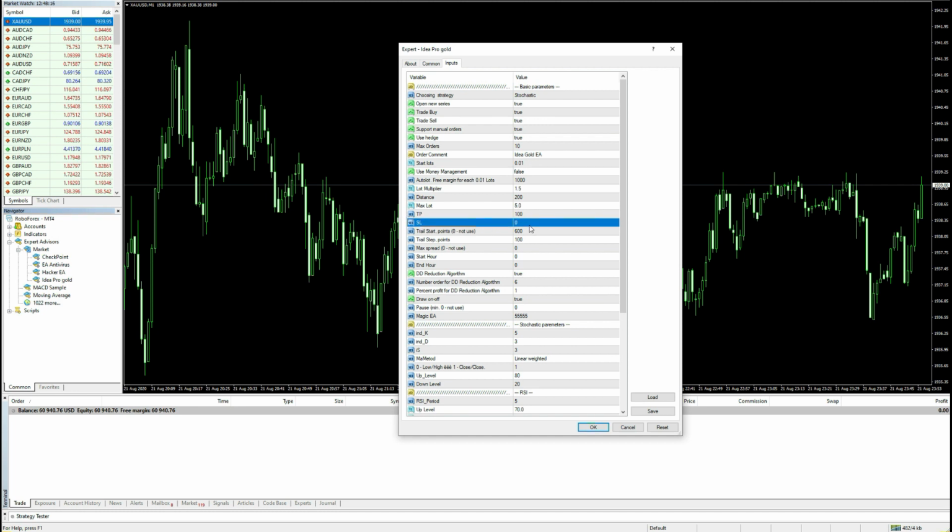So stop loss, if you want to set it, is okay, just to know how many dollars you can afford to lose or risk on that particular instrument that you're trading on. Okay, trail start, I love using this. Trail step, I also use this as well.